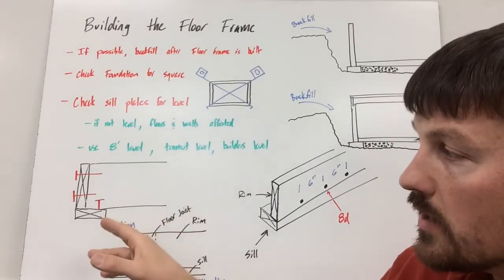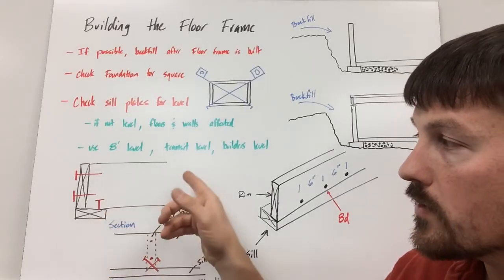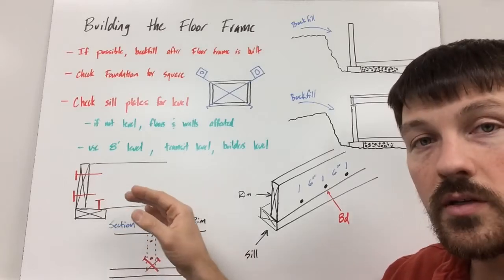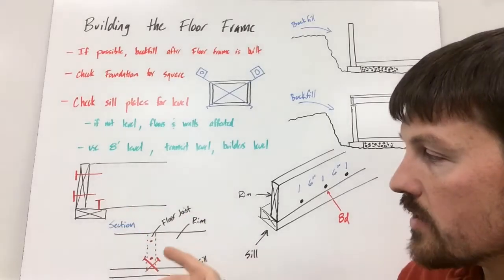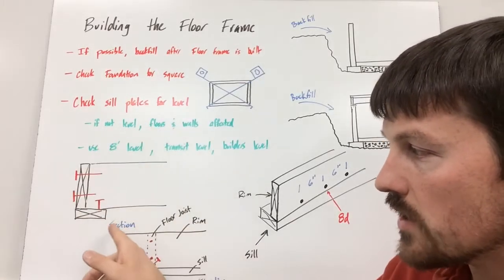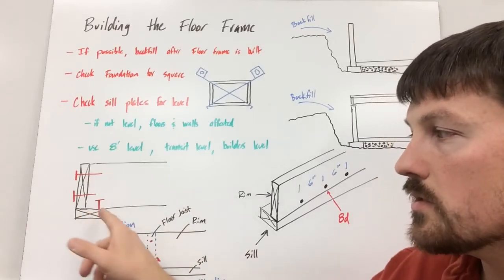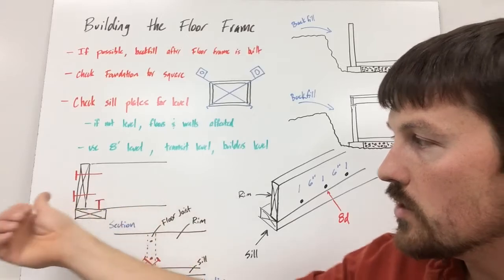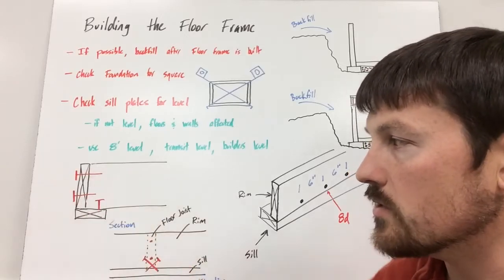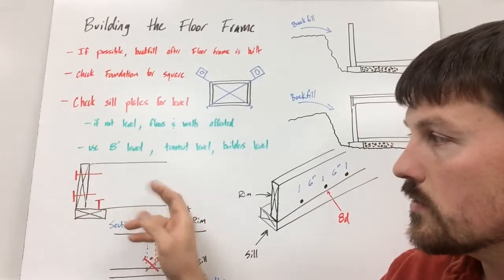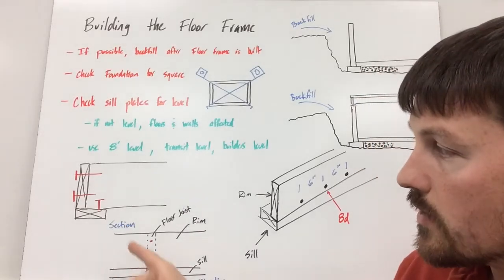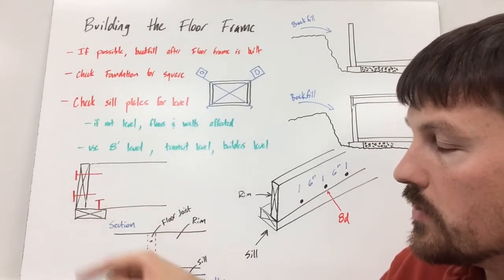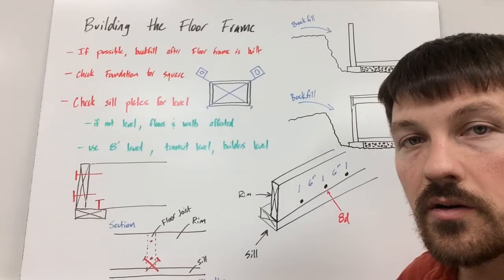And when you are nailing your floor joist, you want to nail them in a certain way. And how that is, if we took a cross section right here, this is a section view, this is the sill plate, this is the header joist, this is the floor joist. You're going to nail through the header joist into the floor joist, and then you're going to toe nail the floor joist into the sill.